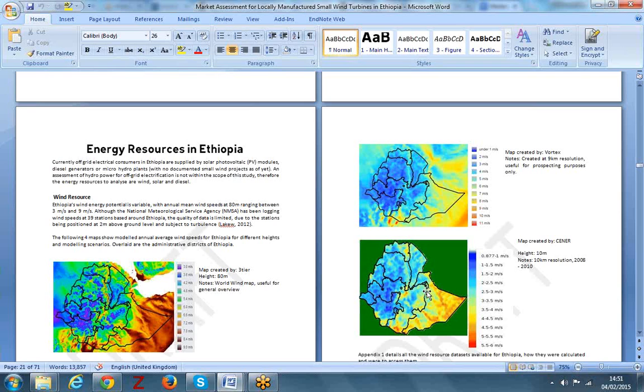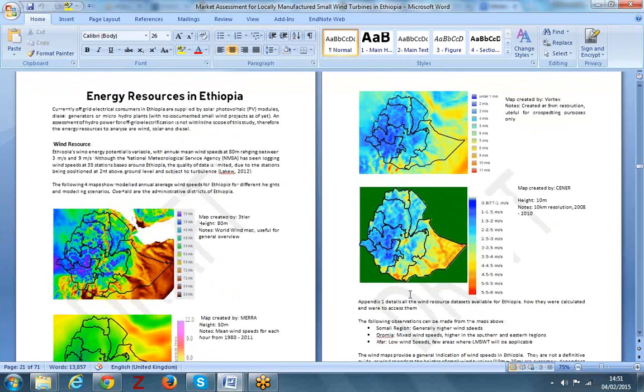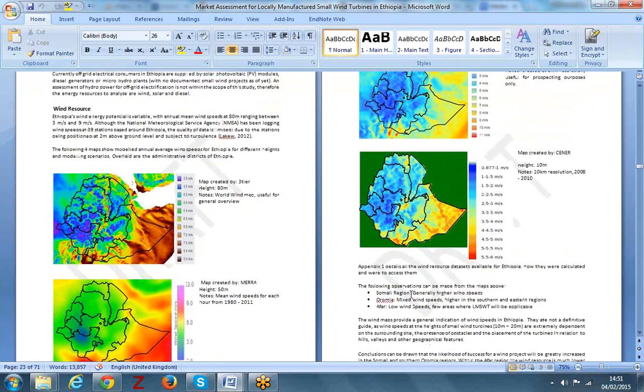So part of this report, we need to include wind data. Unfortunately, it's only going to be maybe 1 or 2 months, maybe 3 months of wind data before we submit the report in May. But it'll be an ongoing project, and the more wind data we can get, the better the information will get. So that's the first section, which is the wind resource. And the first conclusions are that the Somali region is good, the Oromia has mixed wind speeds, and the Afar is pretty low. So that's why we're doing the monitoring.